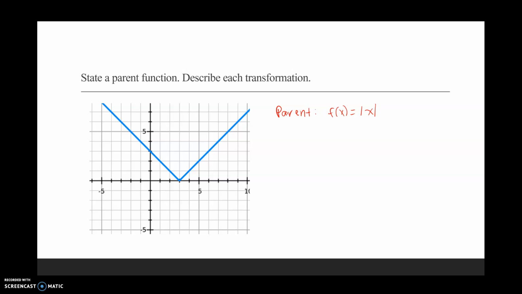So first, where's the vertex on this graph? The vertex is over here at 3, 0. So remember for the parent function, it was at 0, 0. This indicates to us that there is a horizontal shift to the right. There is a horizontal shift of 3 units to the right.